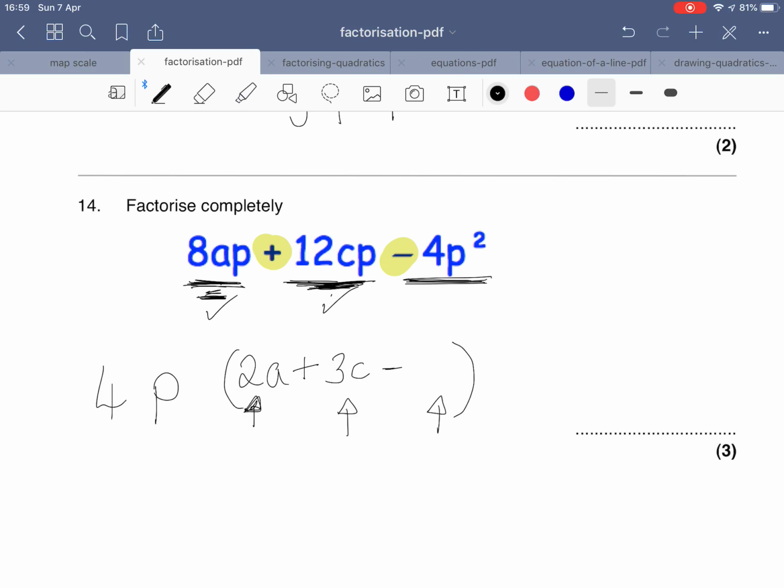Now we need this one. So we need 4p times this one is 4p squared. Got the 4. Got 1p, so I need one more p. So it's going to be 4p, 2a plus 3c minus p. And that gives me my answer.